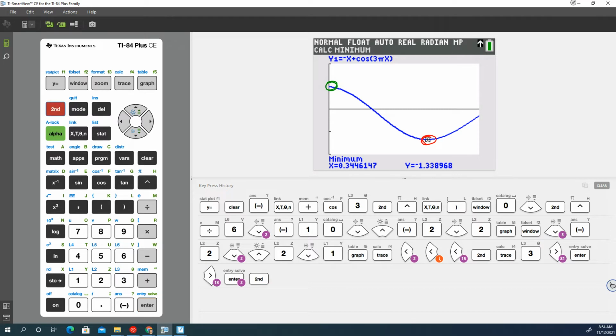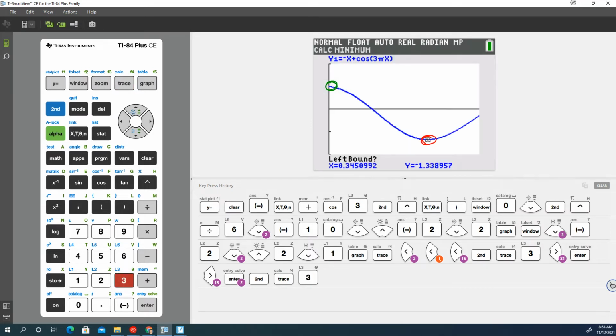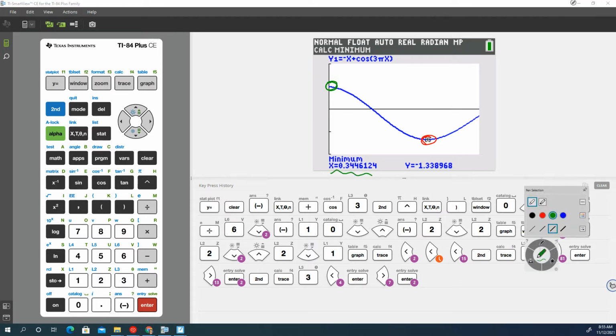Yep, I can do that. Second calc, minimum, which is option 3. Left bound, so you just need to toggle to the left. Enter. Right bound. Enter. You want me to guess? Yes. Okay. So obviously my calculator is only going to give me a rounded answer. It's not going to give my exact answer in terms of pi, and that's okay, because they're telling you can use a graphing calculator.